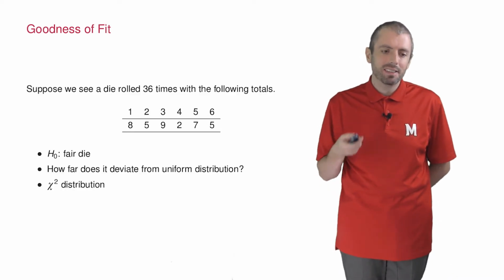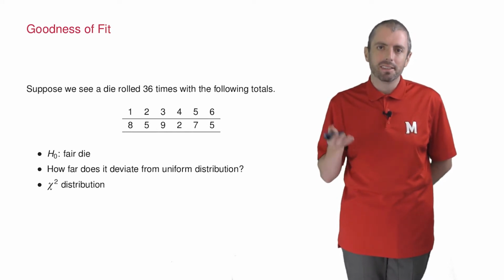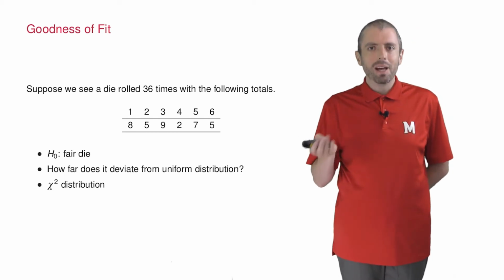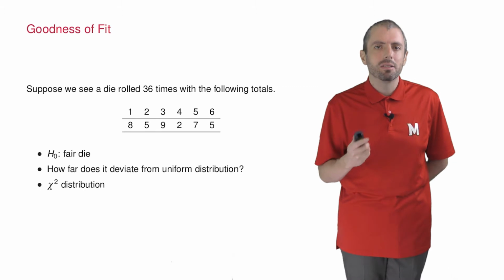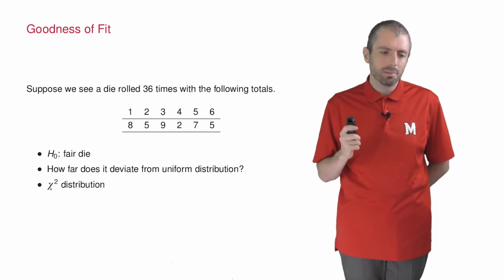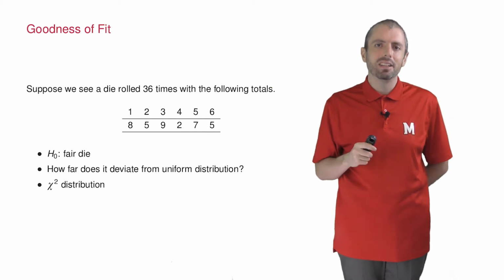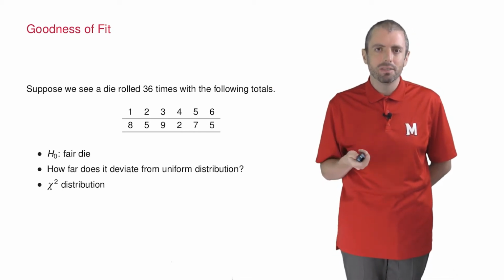Remember that statistical tests are typically framed in terms of a null hypothesis. The null hypothesis here is that the die is fair. To measure how unlikely the null hypothesis is, we're going to need a distribution called the chi-squared distribution. This funny guy here is the letter chi in Greek. The chi-squared distribution has a parameter called the degrees of freedom.